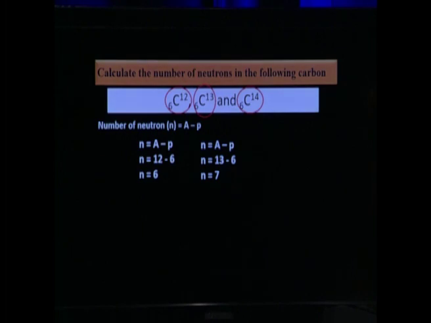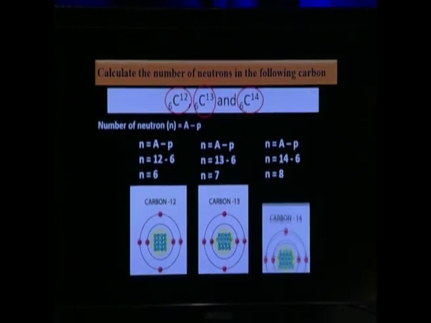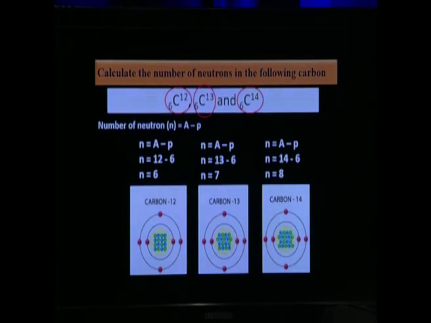Hope everybody is trying this in your notebook or on a paper, and let us compare what you got. So, these are the 3 isotopes of carbon: carbon 12, carbon 13 and carbon 14. How many neutrons are there in carbon 12? 6. How many neutrons are there in carbon 13? 7, and neutrons present in carbon 14 is 8.